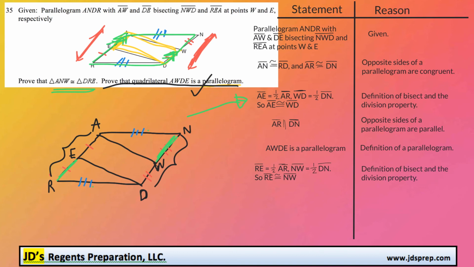Okay, so now we're at the point where these two green lines are congruent. We know that these two blue lines are congruent. There's one step left. We just have to show that these two lines are congruent. And that's actually really easy to do because we've already proven that this shape in the center is a parallelogram. Therefore, opposite sides of a parallelogram are congruent. And there you go. We have now effectively proven that these two triangles, ANW and DRE, are congruent. And that is based on the side theorem because we have three congruent sides.